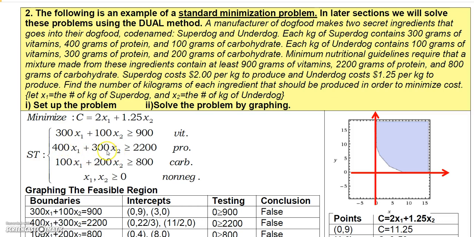Each kilogram of Underdog gives you 300 units of protein. So total protein is represented by 400x1 plus 300x2, and that has to be greater than or equal to 2200. And then we have to have at least 800 units of carbs.